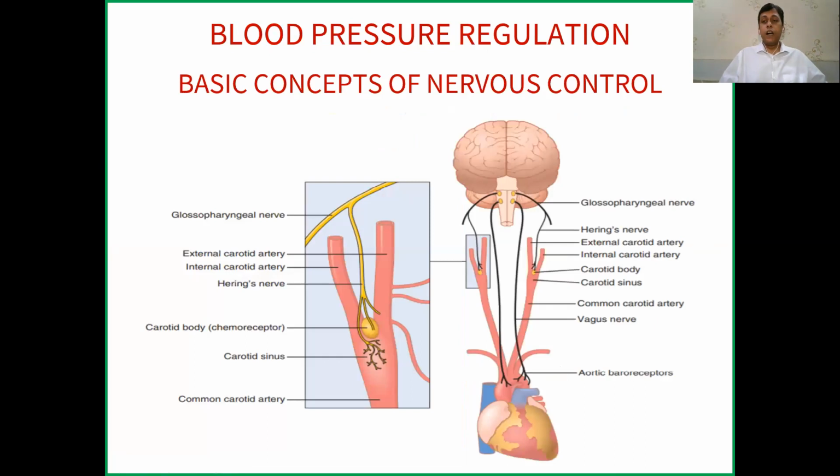Then how is the blood pressure regulated? There are two mechanisms. One is a short-term mechanism, and another is a long-term mechanism. What is the short-term mechanism? Short-term mechanism is controlled by the nervous system, and long-term mechanism is controlled by the RAS system, the renin, angiotensin, aldosterone system. So we are going to discuss in detail. A little bit of idea I'm going to give in this video.